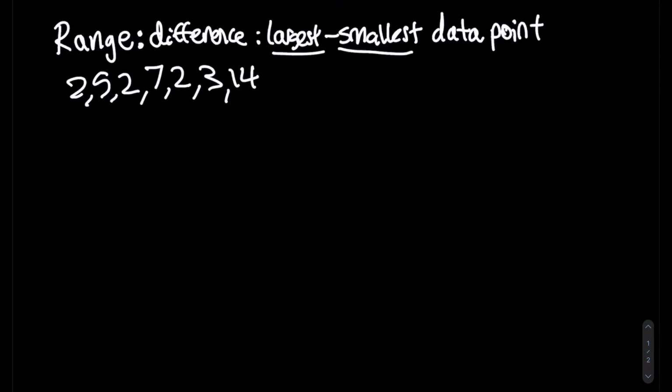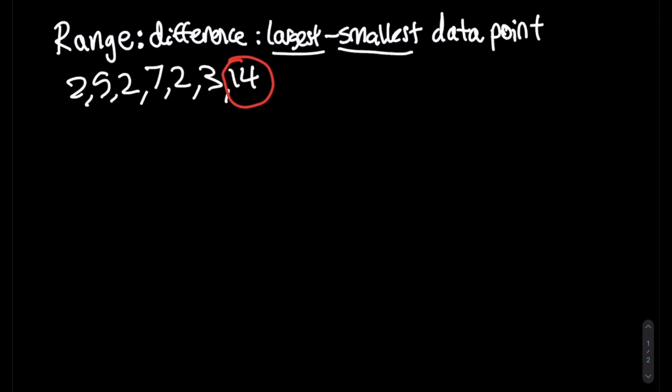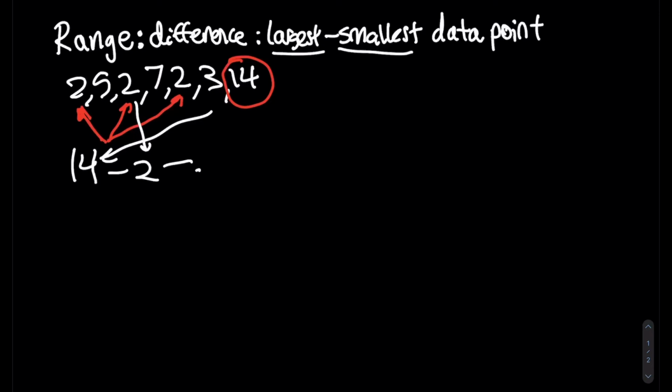In solving for the range, first we're going to have to, of course, identify the largest and smallest data points. Of course, this is not too difficult. Right here, 14 is clearly the largest data point. And if I'm not mistaken, 2, either one of these will work, is going to be the smallest data point. So simply to calculate the range, we need to take the difference between these two. So we have 14 right here, minus 2 right here, and that gets us the range of 12.